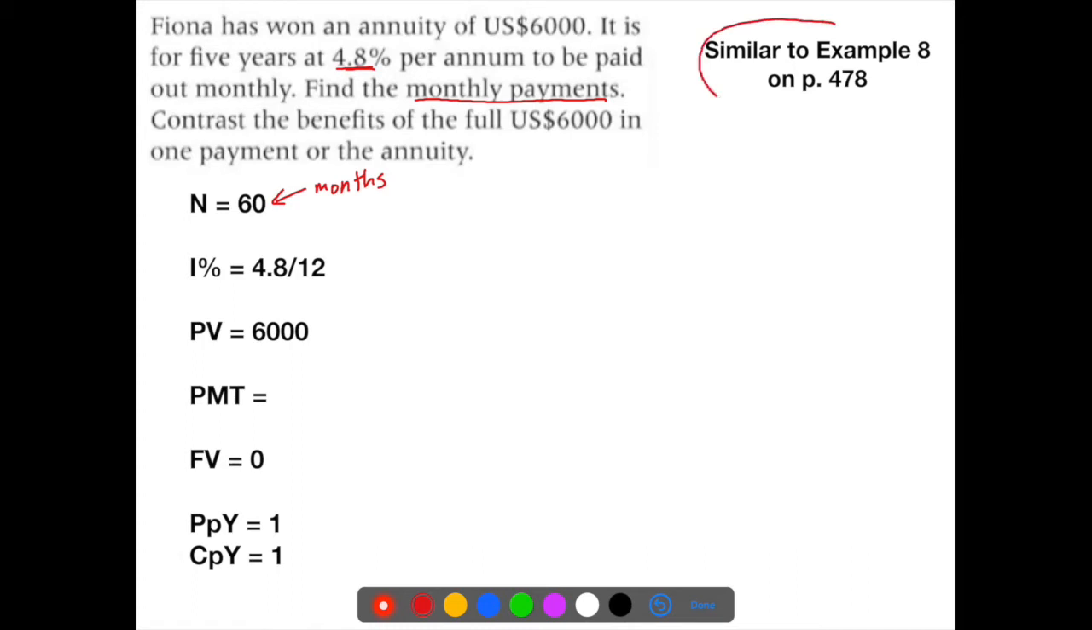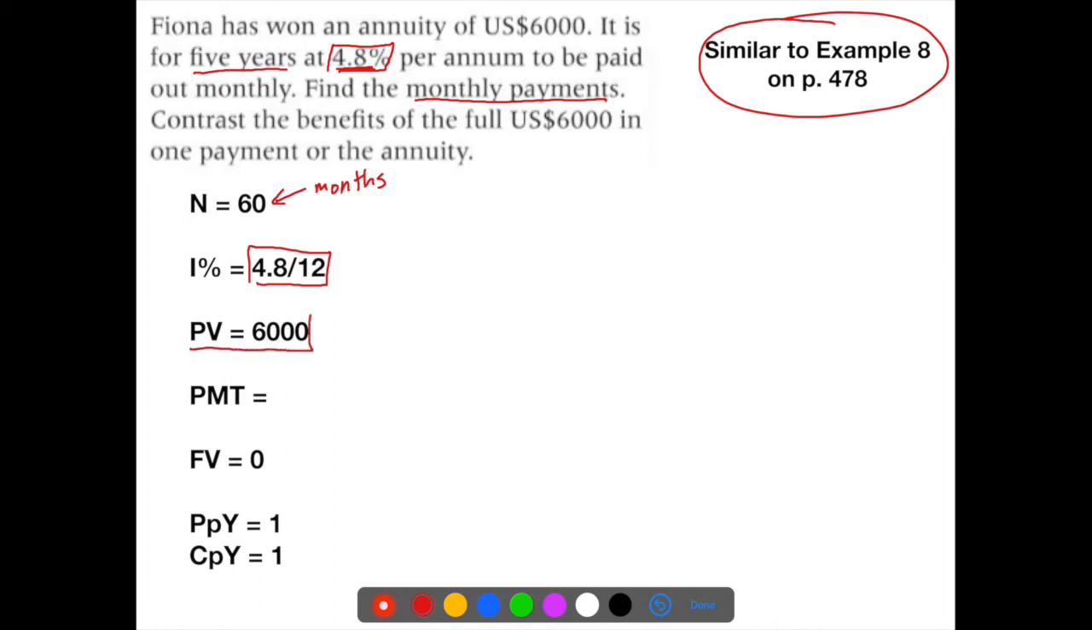They do a very similar thing in that example number 8. So it is 5 years. We're doing monthly, and so we get 60 months there. The interest, which is 4.8% per annum, we're going to divide by 12 to get the interest per month, so that we are getting that interest per month.